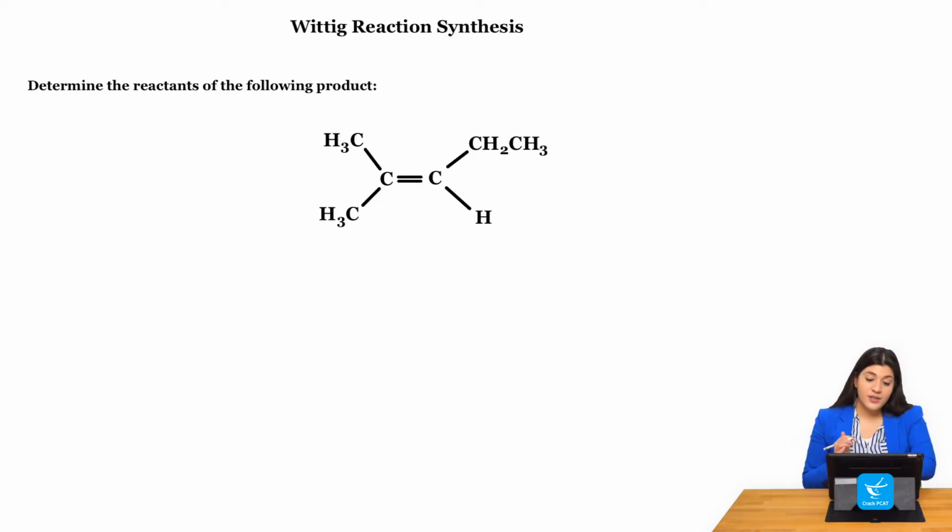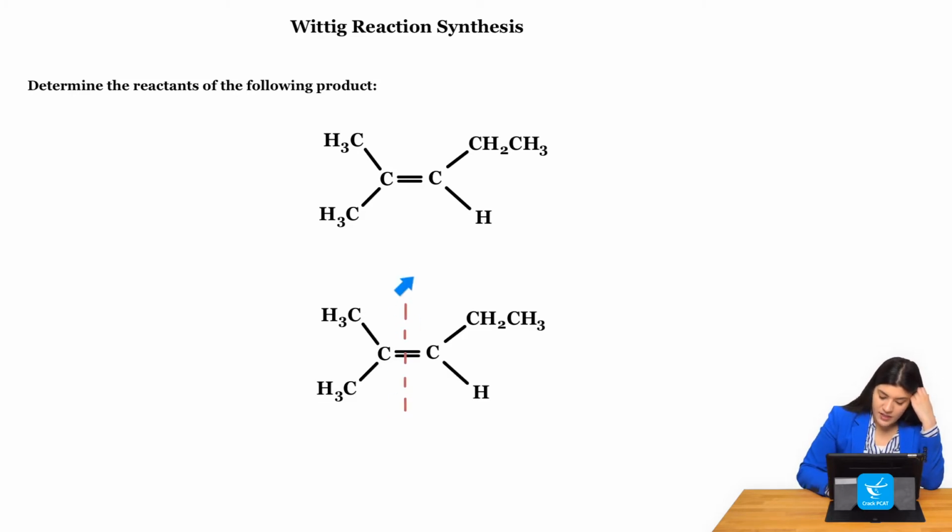Now, if you were asked to go backwards, this is a common question, just asking to find the reactants or starting materials from this product. So what I would start off with doing is just splitting this apart. I would start splitting this in half in the middle where that double bond is. So I know that one side is going to be my ylide, the other side is going to be either my ketone or my aldehyde.